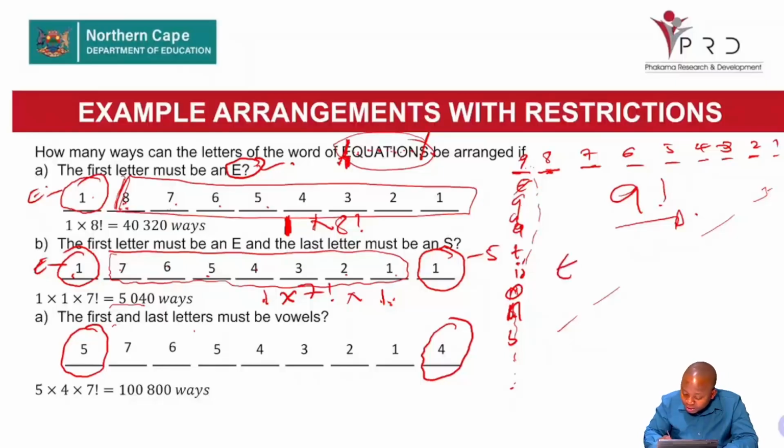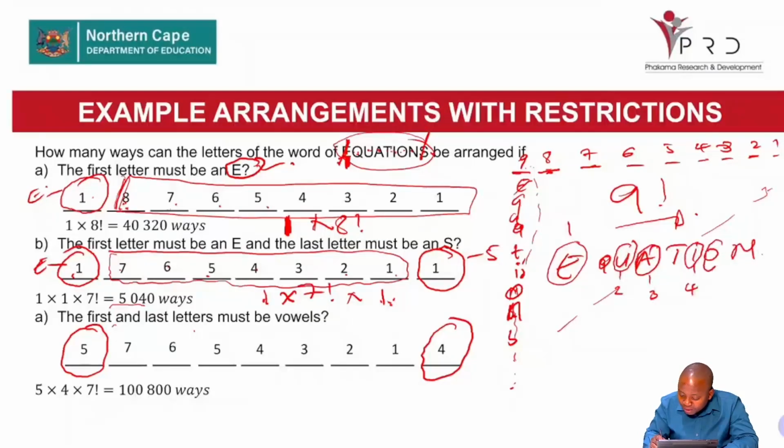So let me write it again. Equations. Now, let us look at the vowels we have in this word. Vowel number 1, vowel number 2, vowel number 3, vowel number 4, and vowel number 5. So we have 5 vowels in total.